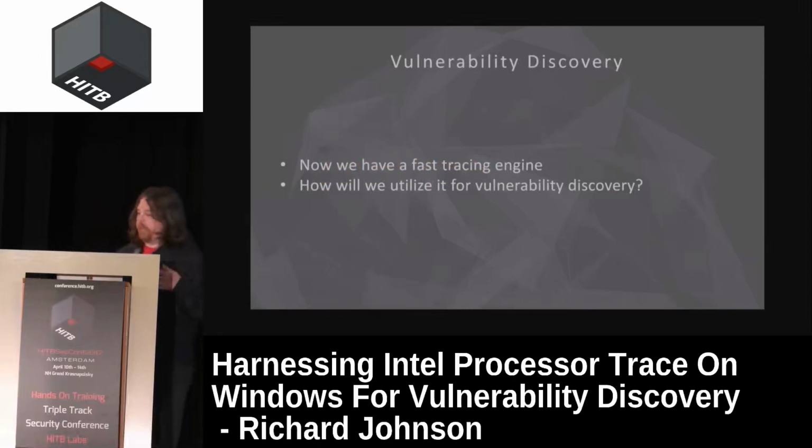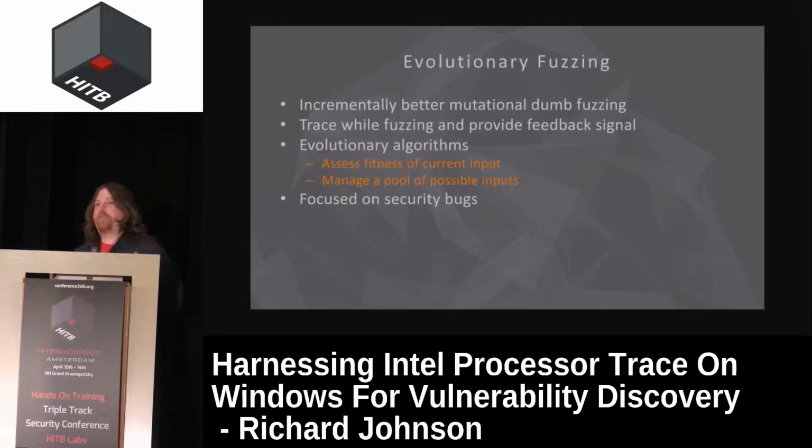So how do we utilize that for vuln discovery? Well, evolutionary fuzzing is more or less the hot sauce going on today. It's incrementally better mutational dumb fuzzing via using a feedback signal, which of course in this case is code coverage, so that we can determine: did the newly generated input reach new parts of the code, right? Basically we use the code coverage as a fitness function, which is what you would use in genetic programming, and we also utilize that over time to determine each new input.